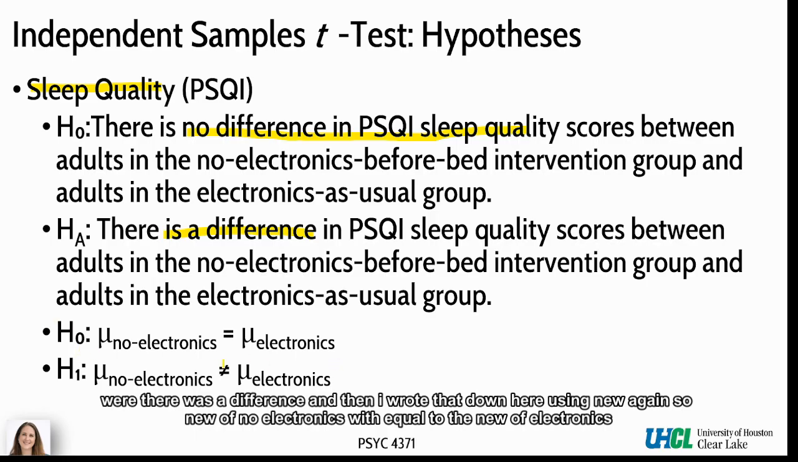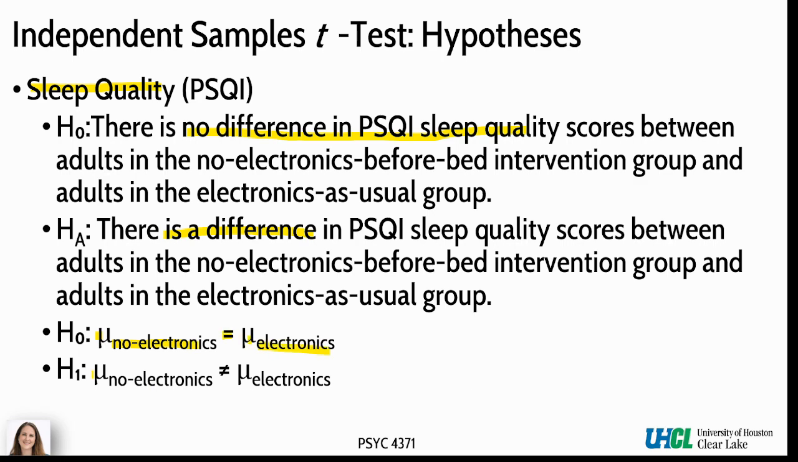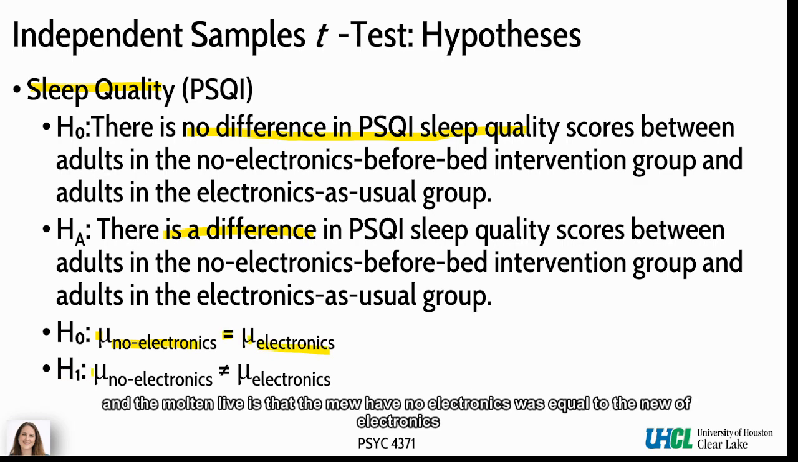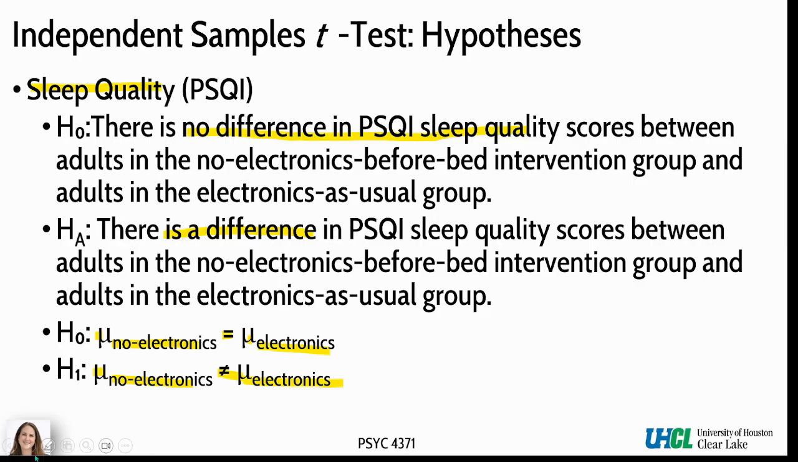And then I wrote that down here using mu again. So mu of no electronics was equal to the mu of electronics. And the alternative is that the mu of no electronics was not equal to the mu of electronics. Okay, remember this is quality. The other one was duration.